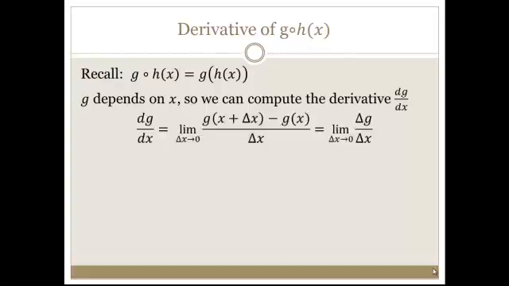Using our definition, we can write the derivative as dg dx equals the limit as delta x goes to 0 of g of x plus delta x minus g of x all over delta x. Or in other words, the limit as delta x goes to 0 of the change in g over the change in x. This way of writing it will be useful in computing the derivative of the composition.